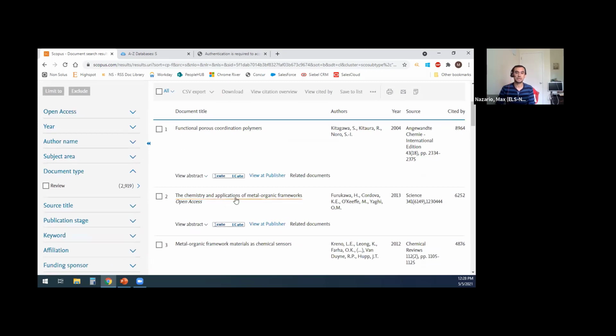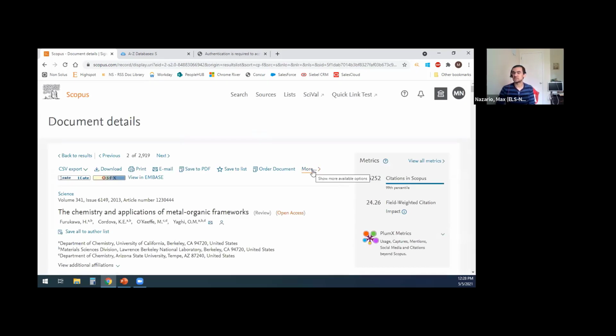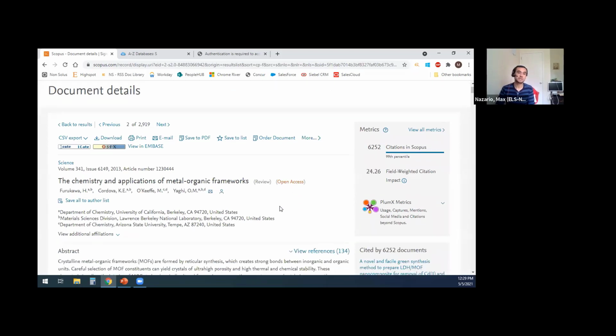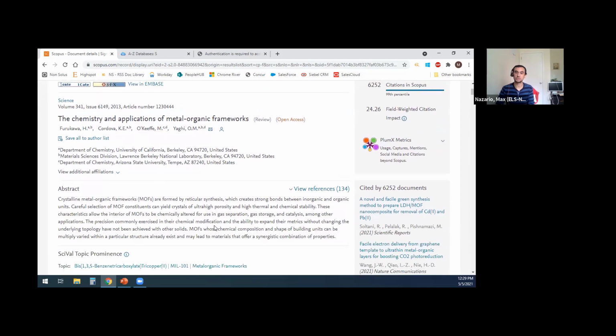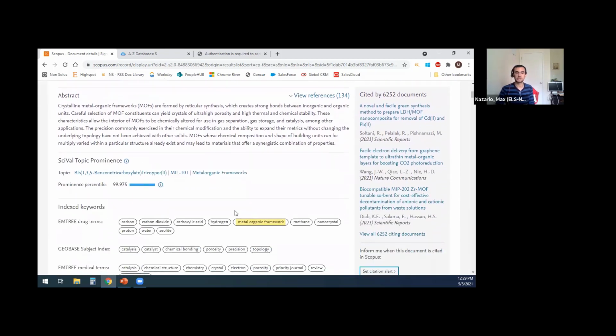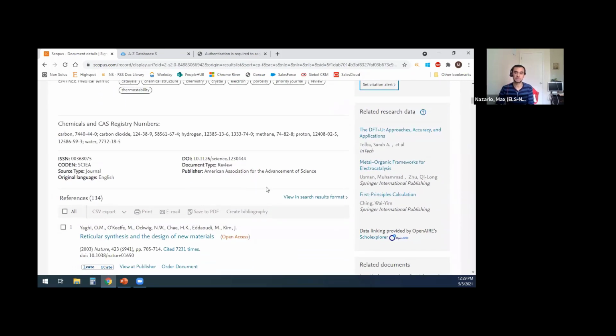And I will go ahead and enter one of these document details pages to give you an idea of, again, the information that's included within Scopus. For every document that is included in Scopus, it's going to be indexing the primary citation information, like the title, abstract, keywords, where it was published, when it was published, and who the authors were. You can see all of that information by scrolling through here, and there is a good amount of information that's included.